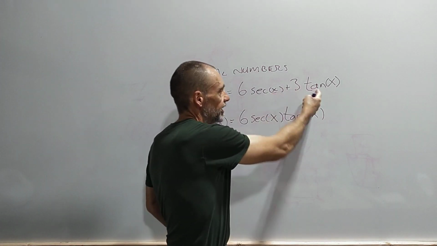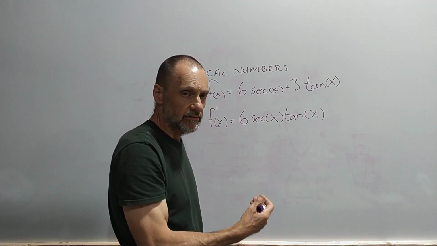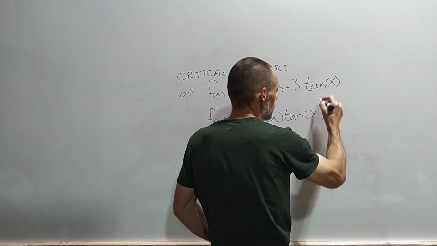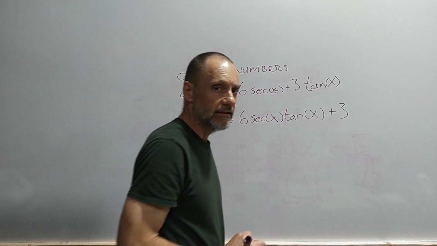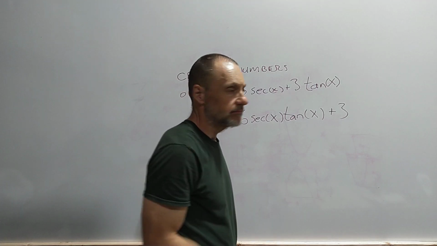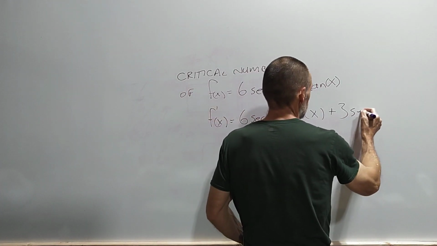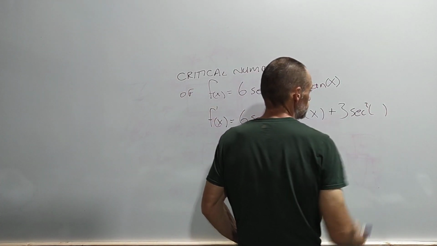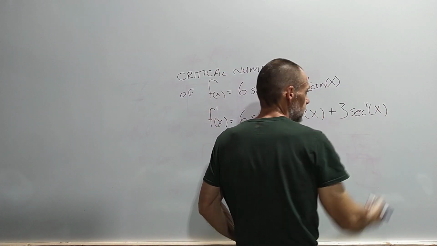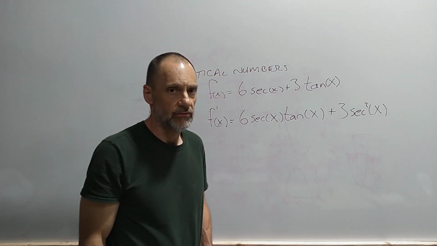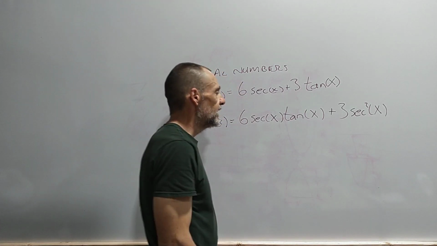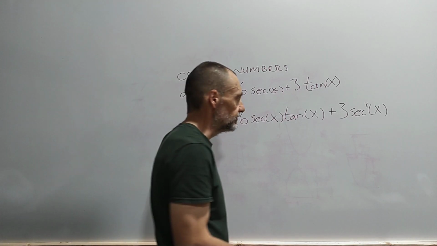So derivatives don't change sums. The derivative of a sum is the sum of the derivatives. So plus 3, again, constant multiple, right? Goes along for the ride. Derivative of tangent is secant squared x, and the derivative of x, which in this case would be 1. Okay, so there's our derivative, okay? And we need to set this thing equal to 0.